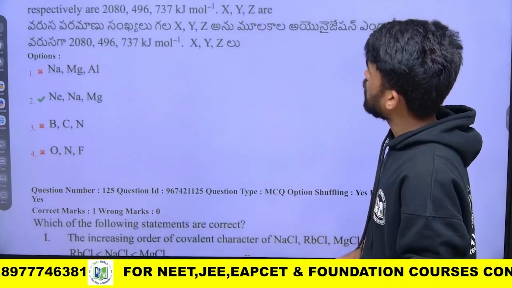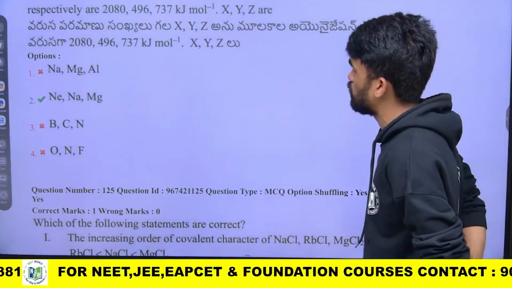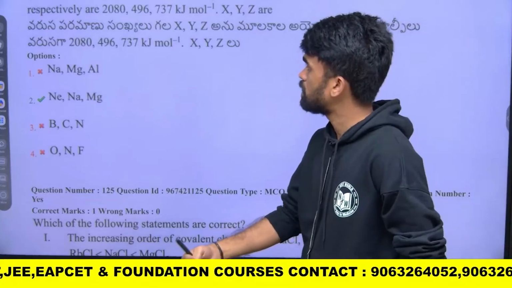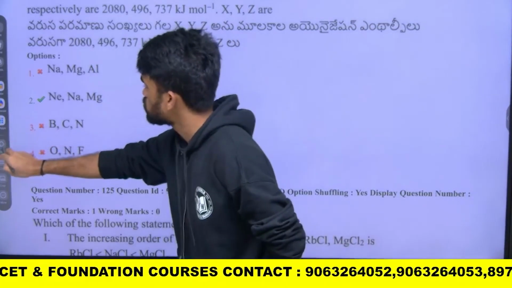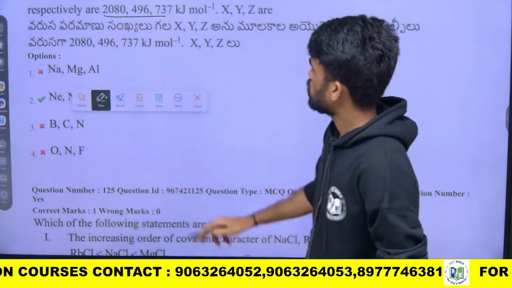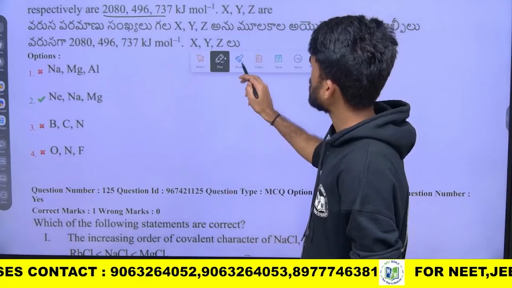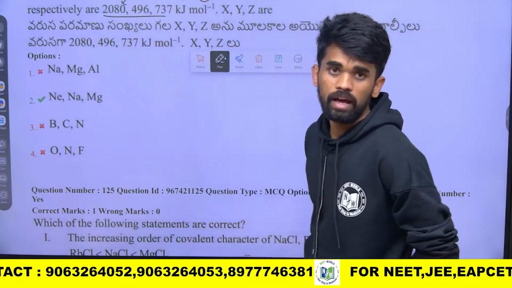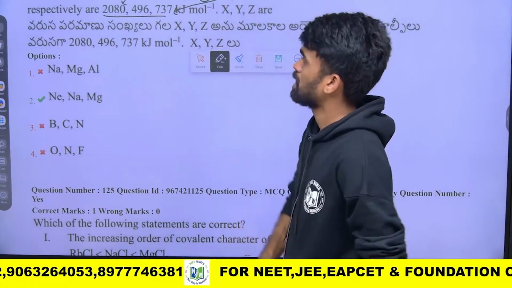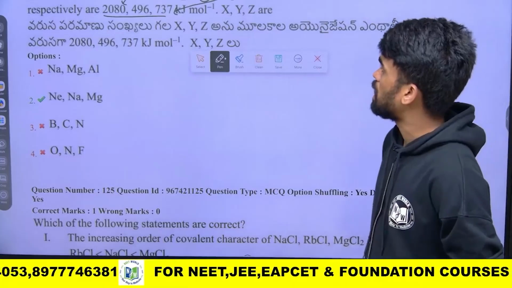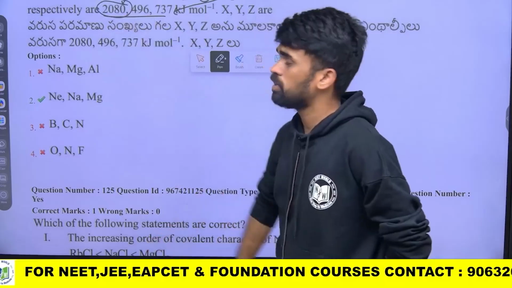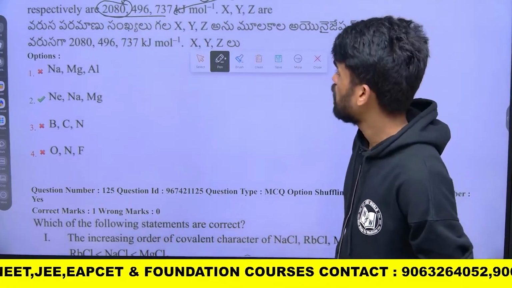Next, the ionization enthalpies of X, Y, Z are given. They say that the atomic numbers are successive, one after the other, and their electron gain enthalpy values are like this. Now we need to identify which elements these are. X has relatively higher ionization enthalpy, and Z has more electron gain enthalpy than Y. So maybe there is a stable electronic configuration for X, therefore it has high ionization energy.